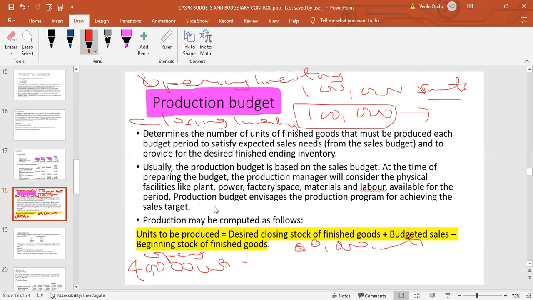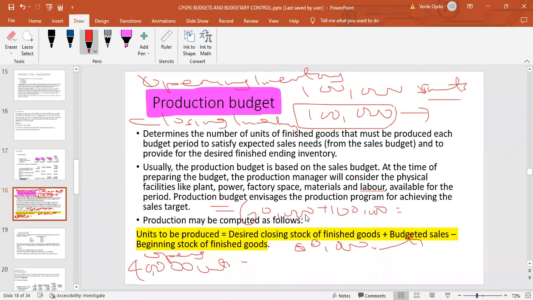So in this case, to know how many units the business should produce, it will be equal to what the company desires to have in their closing inventory. So they want to have 60,000 units in the closing inventory, plus what they want to sell during this period.